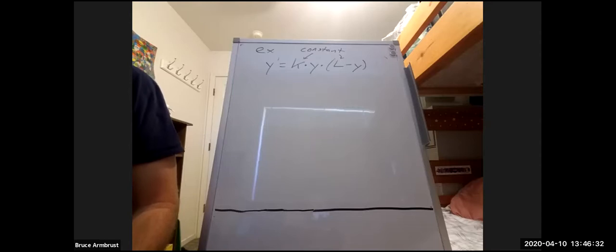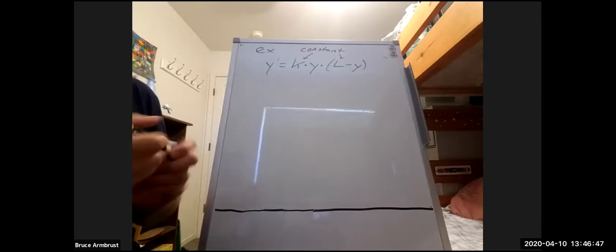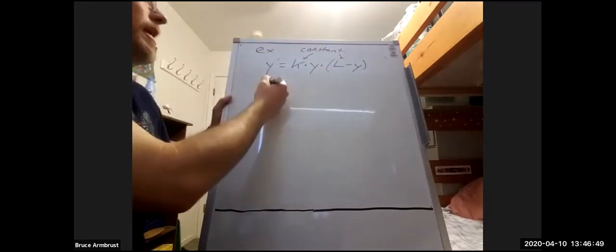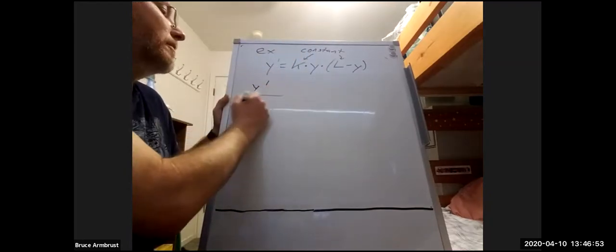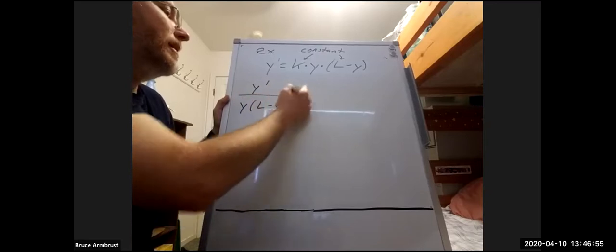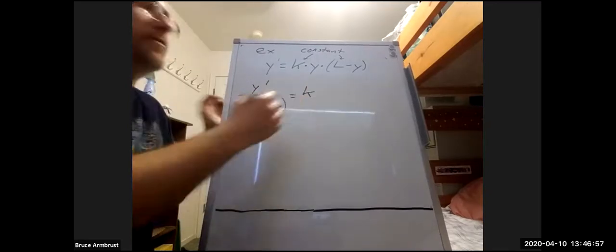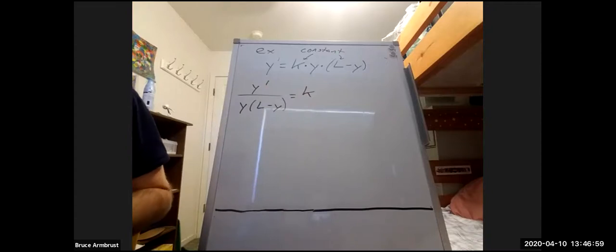All right, so separable. You should all be nodding your heads. Yeah, this is definitely separable. I mean, there aren't even any x's. So all we have to do to separate this is just move all that y stuff over here. And we get y prime over y times L minus y equals k.